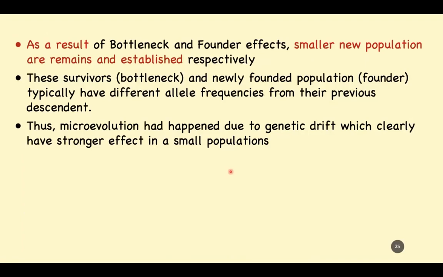Okay. So what are the results of bottleneck and founder effect? So the smaller new populations remain and are established respectively. So the survivors and newly founded population of founder effect typically have different allele frequencies from their generation yang sebelum tu, or their previous descendant or the former population. Okay, so does this lead to evolution or microevolution? Yes, because when there is genetic drift, microevolution does occur. And it has a clearly stronger effect when it is in a small population.